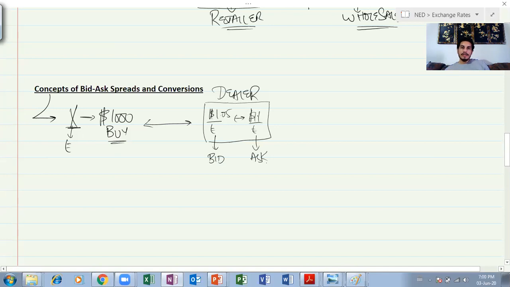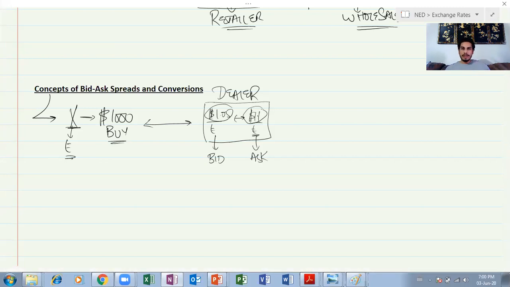In other words, the dealer is ready to buy euros from you at this quote of $1.05, or the dealer is ready to sell you euros at $1.1. So the dealer is going to buy euros from you at $1.05, and he will sell euros to you at $1.1. So he'll take $1.1 from you and sell euros to you. And if he is buying euros from you, he's going to take euros from you and give you for each euro $1.05. So these are the two quotes called bid ask quote or bid ask spreads.